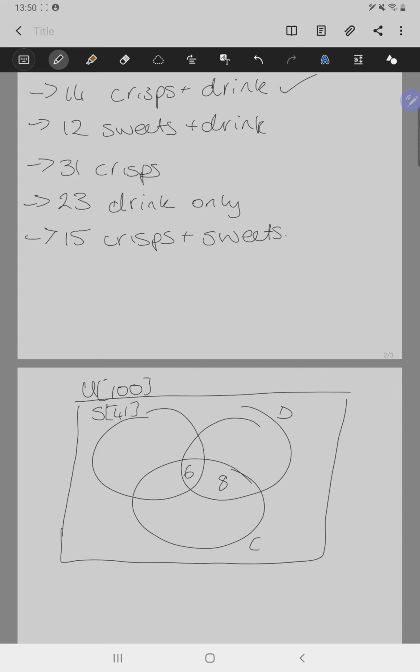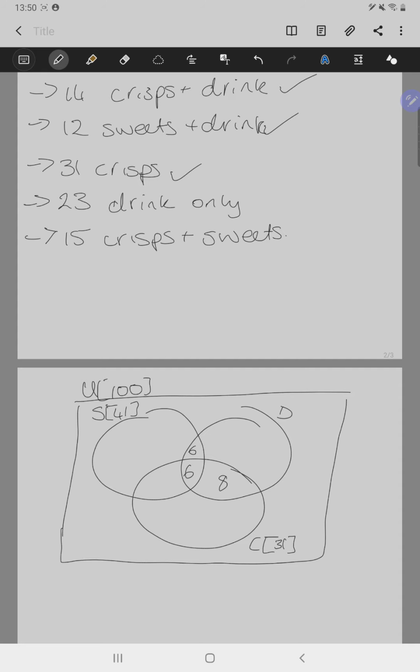Same thing here with these 12. 12 people bought sweets and a drink, so sweets and a drink is here. So we know 12 people are in that section in total. 6 of those 12 we've already accounted for, so the remaining 6 have to go in here. That's that part done. 31 people bought crisps. They don't give us any further information about what else they bought, what didn't they buy. So if they just tell you that 31 people bought crisps, that means that the total for crisps is 31.